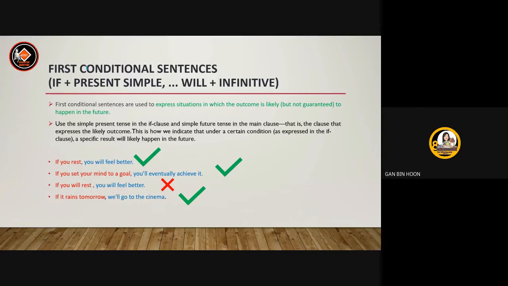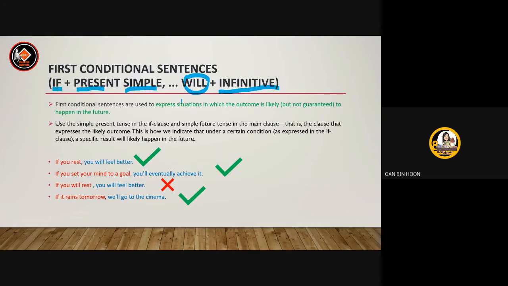Okay, first conditional sentences. First conditional sentences will be if plus present simple. Still present simple. But you must have the word will plus affirmative. Now you can use will. But how to use? Okay, very easy. First conditional sentences are used to express situations in which the outcome is likely but not guaranteed to happen in the future.